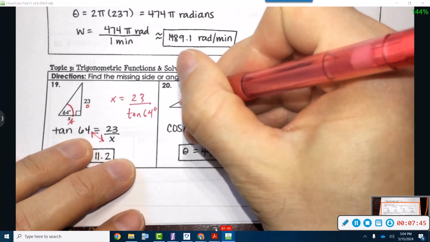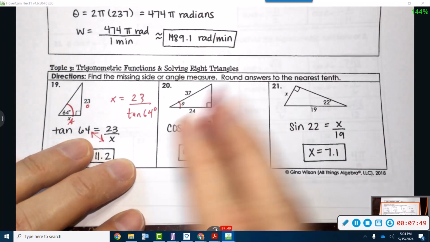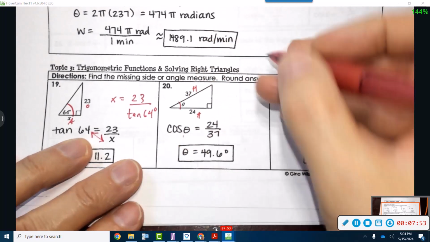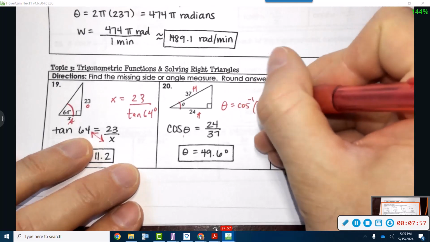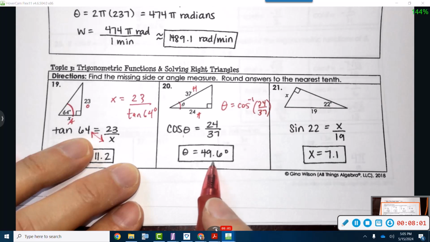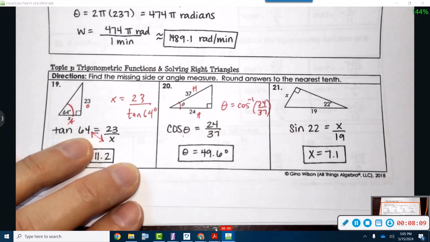So here is theta. The cosine equals the A over the H. That is an A, that's an H. And in order to get theta, we would have had to do the arc cosine to solve for that. That's going to give us 49.6 degrees. So you needed to make sure you were in degrees. If you were not in degrees, you would have got a weird decimal.